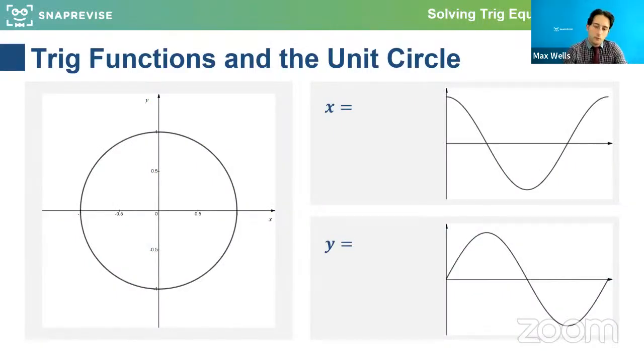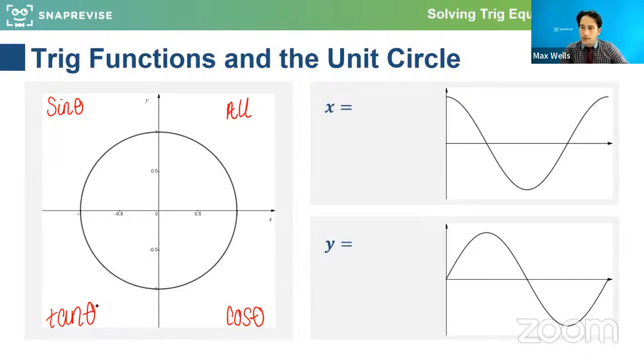So some people will have done something called a CAST diagram. Do let me know in the chat if you've seen that before. But I'm going to talk about how this works, how this behaves, and also I'm going to talk about the graphs as well, and the behaviors and identities that we can work out about the sine, cosine, and tangent functions.